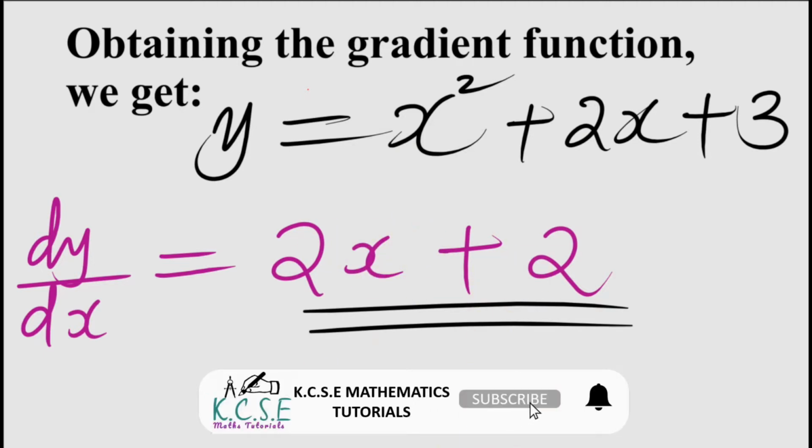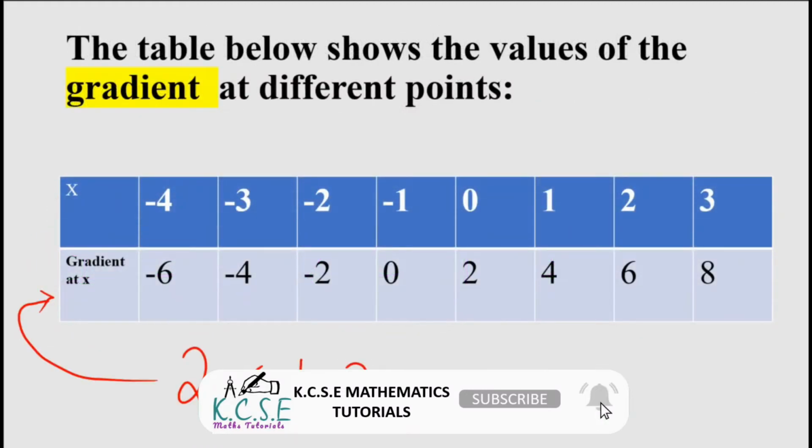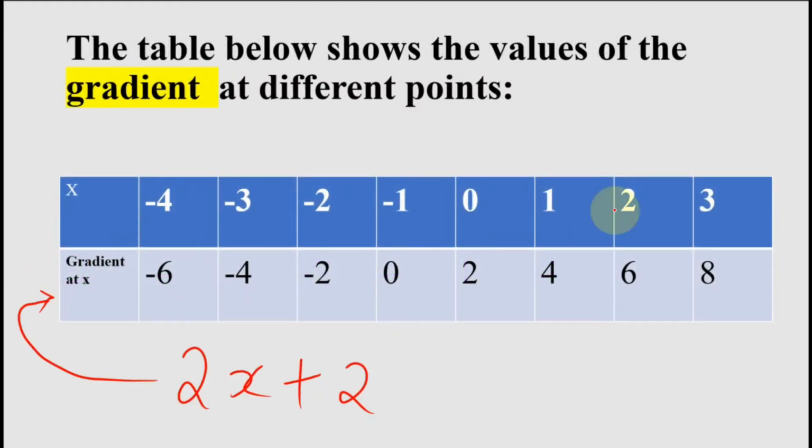The next thing you're going to do is to prepare a table of values with some points of x from -4 all the way to 3. Then to obtain the gradient at x, you use the gradient function that we have just obtained. So you substitute -4. When x is equal to -4, you get -8 plus 2, which is -6, and you go on filling. So this table of values represents the gradient at different points.